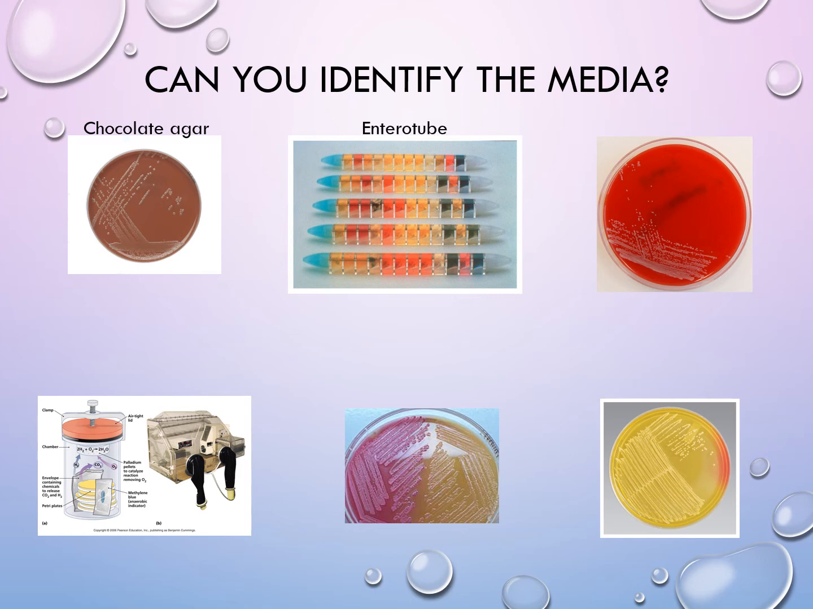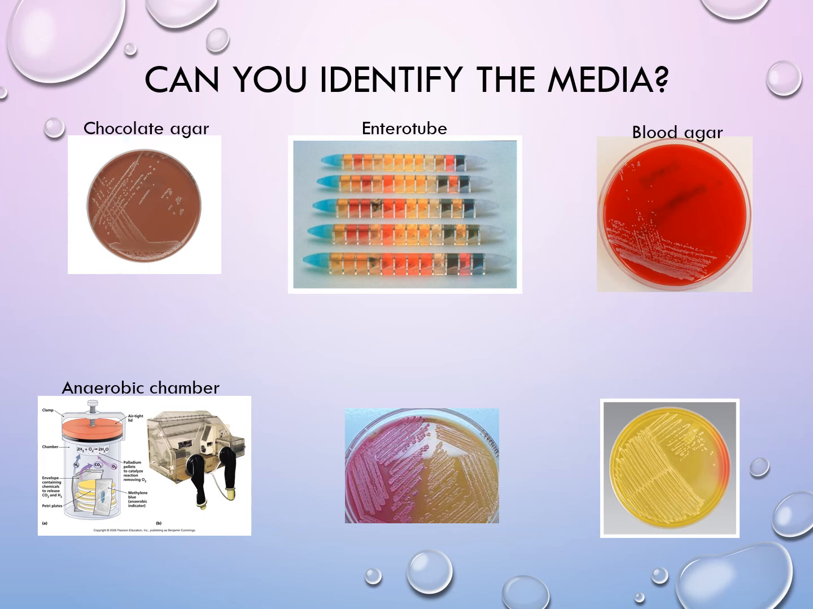What about this next one here? Enterotubes, right? And what about the one on the end? What does that look like? If you said blood agar, then you are absolutely right. What about this contraption down here in the bottom? Looks like it has a place where we can put our hands. That is the anaerobic chamber.